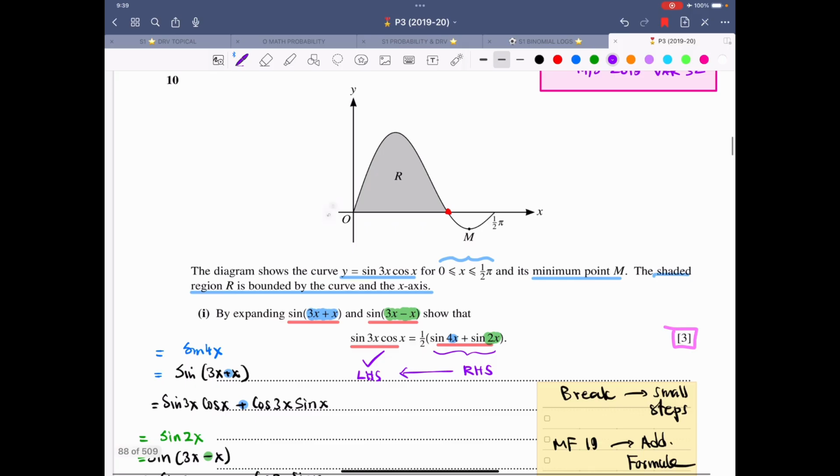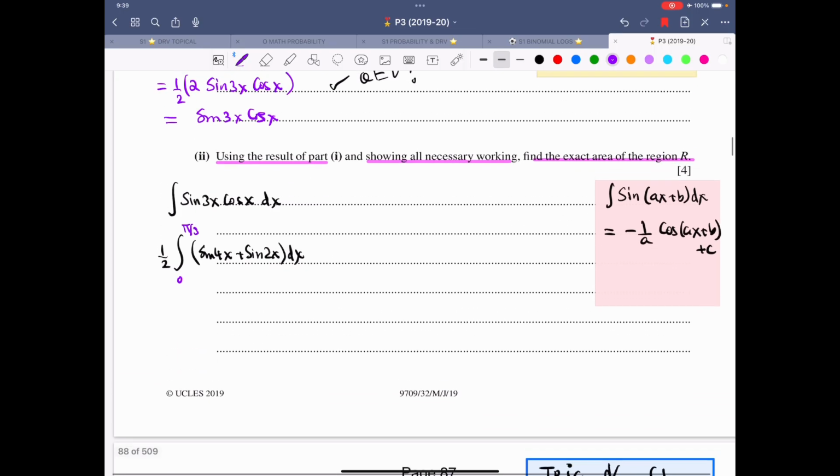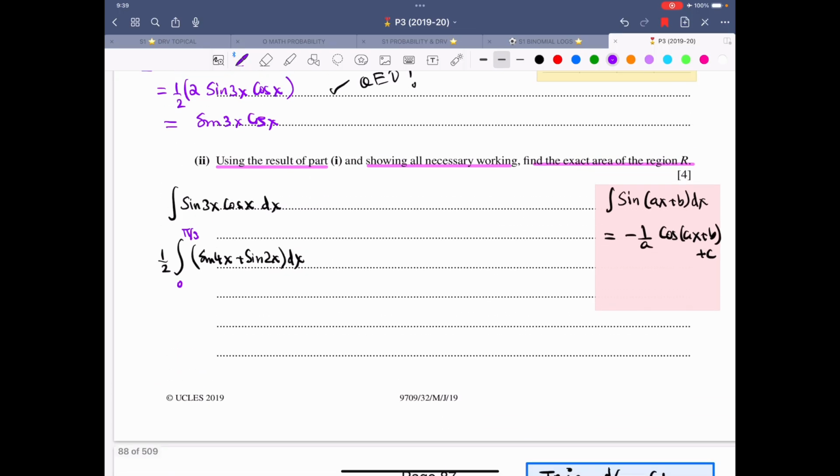So the lower limit is 0. The upper limit is pi by 3. So let's go ahead and integrate it between 0 and pi by 3. All this you need to do, because that is what integration is all about. It's a lot of knowledge to be used at the right place at the right time.